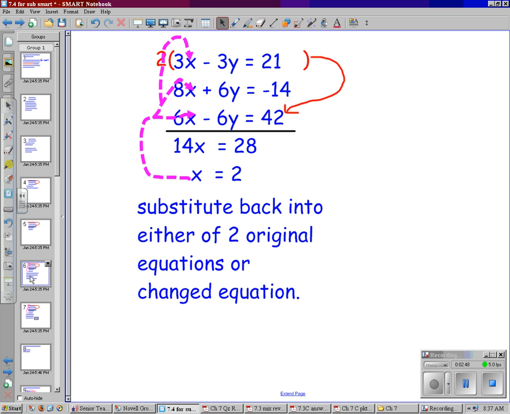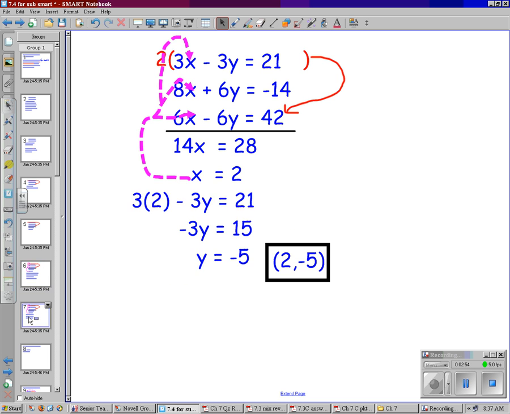What do you guys come up with for y when you put 2 back in? What'd you get, Andy? Negative 5. Negative 5, and that is what you should get. I think I put it back into the original one prior to being changed up there. So we got (2, -5) for an answer. Any problems there so far? Nothing at all? Good to see.